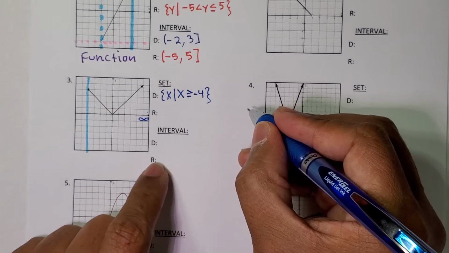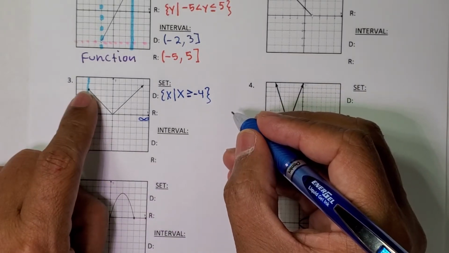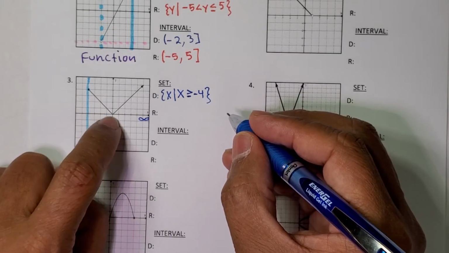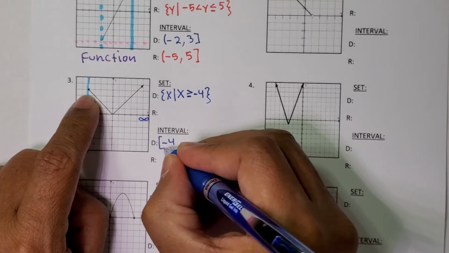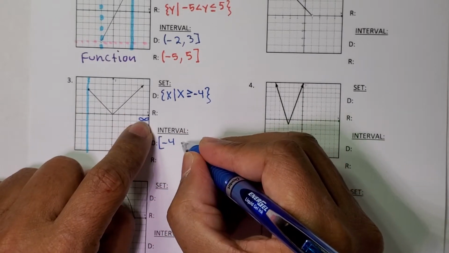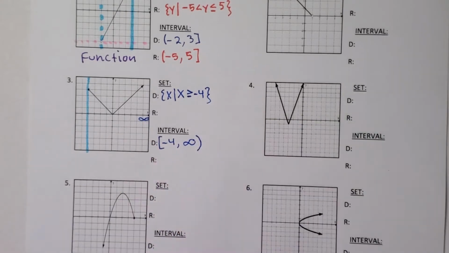Okay, so let's do the interval. For the interval on the left, again, we start with the farthest to the left, so this will be -4, and this one is a closed circle, so it gets a bracket. But to the right it goes on to positive infinity, and this one gets a parenthesis.